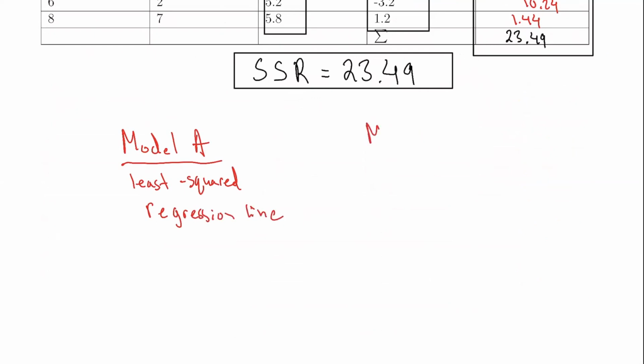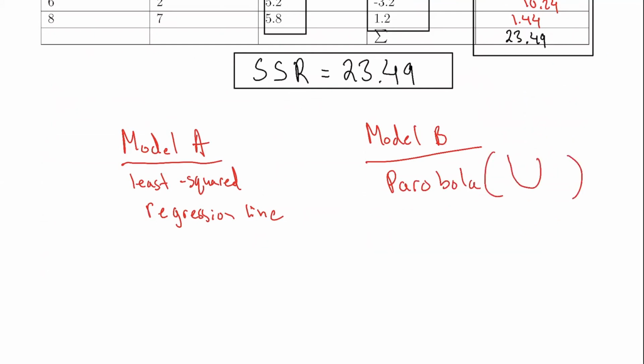And say model B, this one we're doing a parabola. In case you forgot what a parabola is, a parabola is either going upward or going downward. So say when we do the sum of square residual for model A, which is the least square regression line, say we get a sum of square residual of 10.